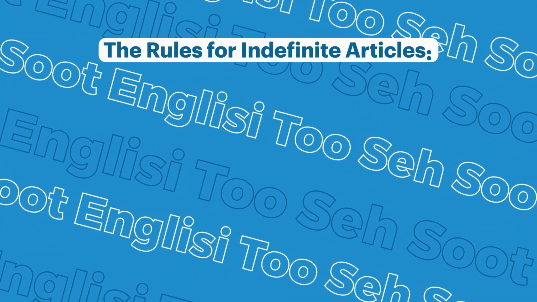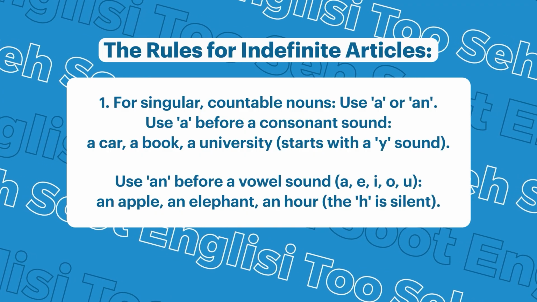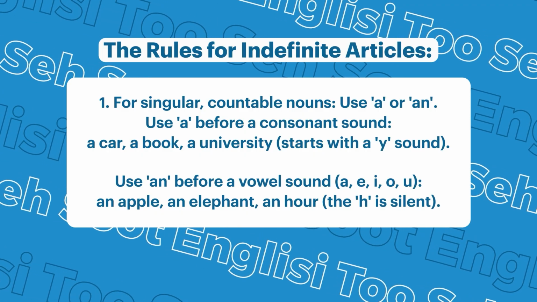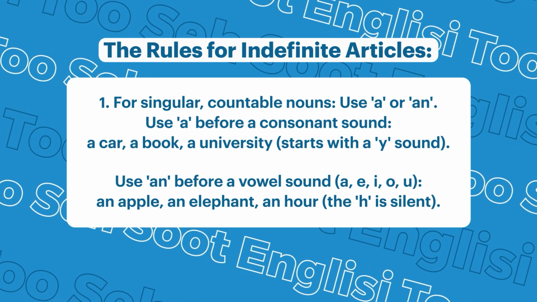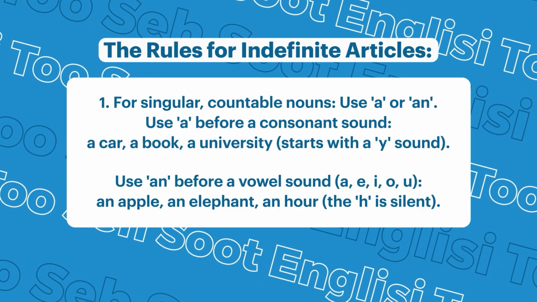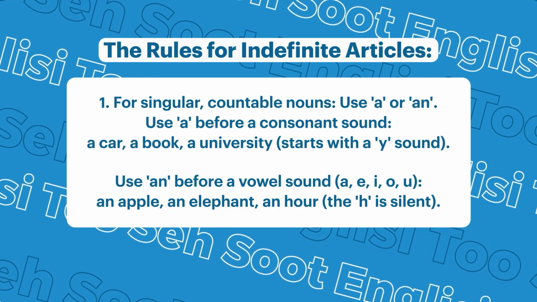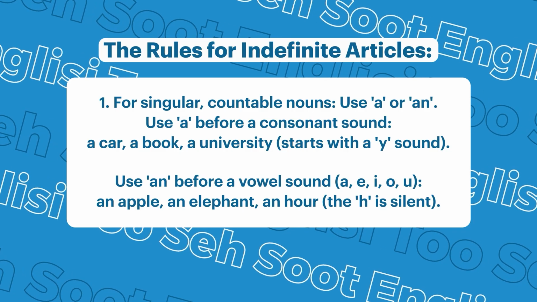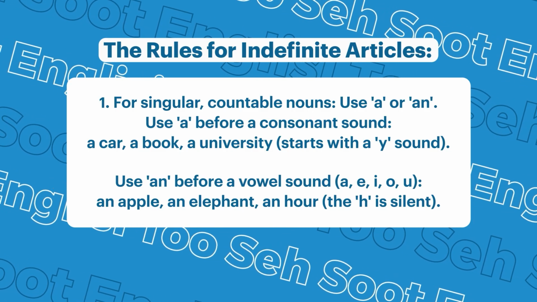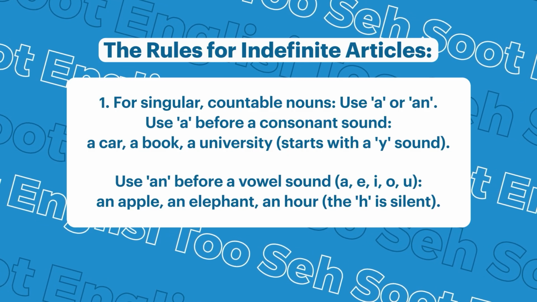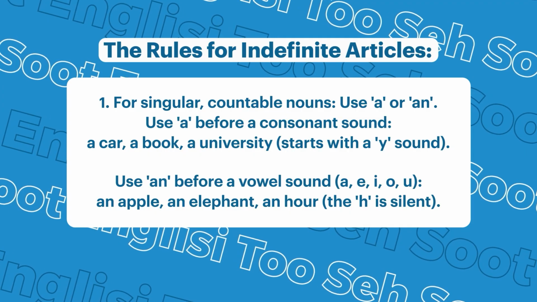The rules for indefinite articles. If you have a noun which is singular and also countable, use a or an. Use a before a consonant sound, not a letter. Don't pay attention to the letter, pay attention to the sound. So, a car, a book, a university. Here, university starts with U, and U is a vowel, but it sounds like a Y. So, as we must pay attention to the sound, we treat it as a consonant word. So we say a university, not an university.